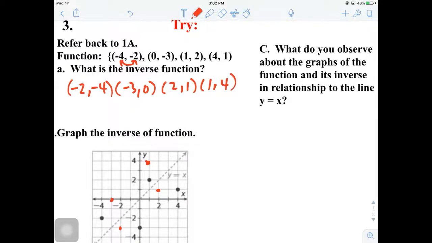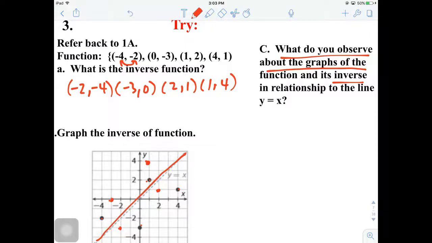What do you guys notice about the points that are graphed originally, which is in black, and the new points that we graphed? That will be the next question. What do you guys observe about the graph of the function and the inverse in relation to the line y equals x? Here's the line y equals x, the dotted line here. This is the mirror right here. If you actually notice, this is a mirror image of the original. So the new points are original points reflected across this line y equals x. That would be the observation that you want to make.